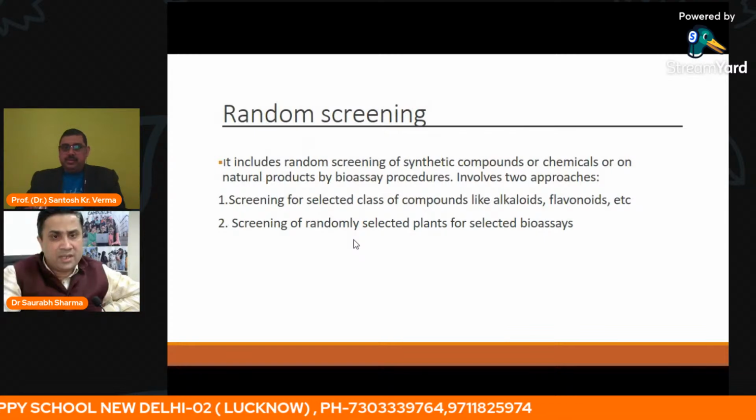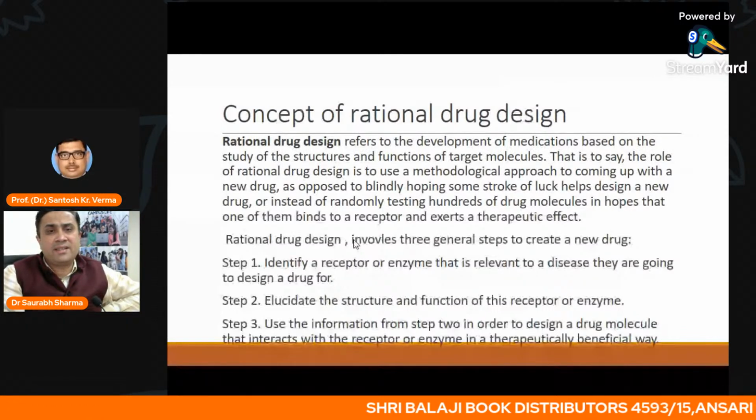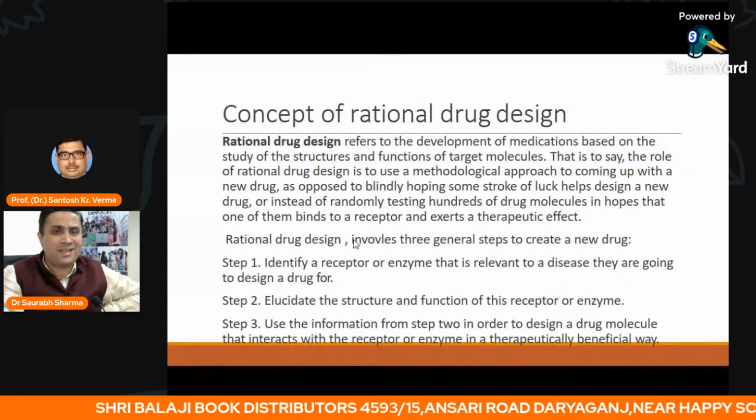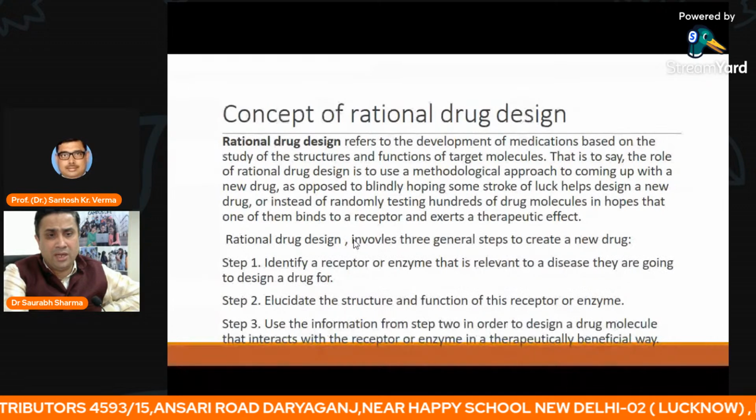are specific to the target, specific to the disease, and specific to the therapeutic effect. So now this is the concept of rational drug design. Rational drug design refers to the development of medications based on the study of the structure and functions. Very important, the point is structure and function of the target molecule.